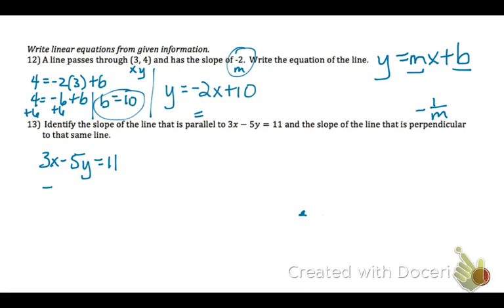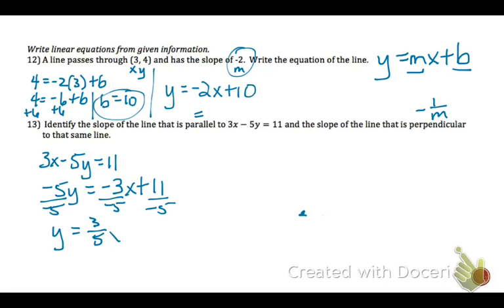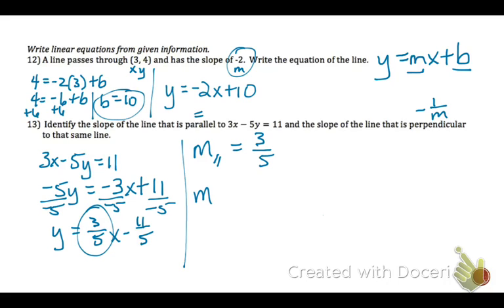So first of all, let's get this equation in slope-intercept form so we can take a look at it. We'll divide by negative 5. So y equals 3/5 x minus 11/5. So our original slope is 3/5. So our parallel slope will be the same. Our perpendicular slope, we want to make negative and then flip it for the reciprocal.